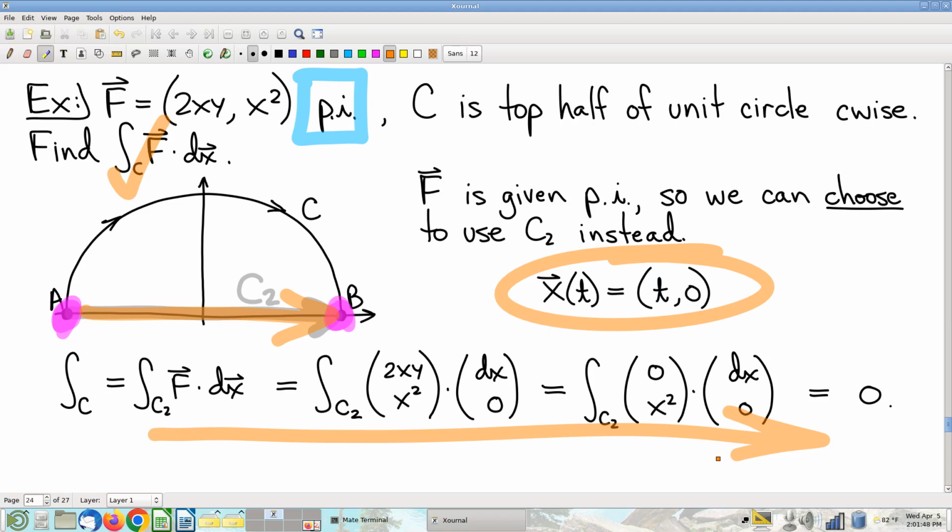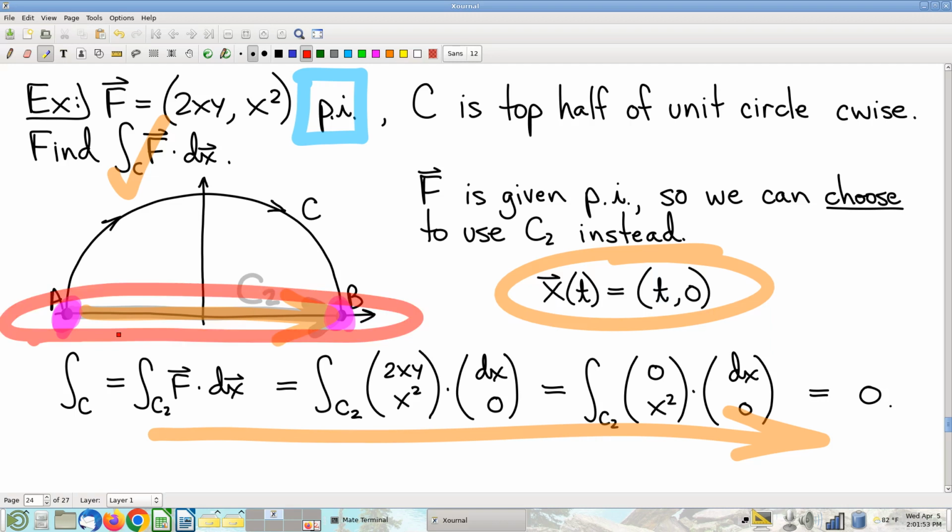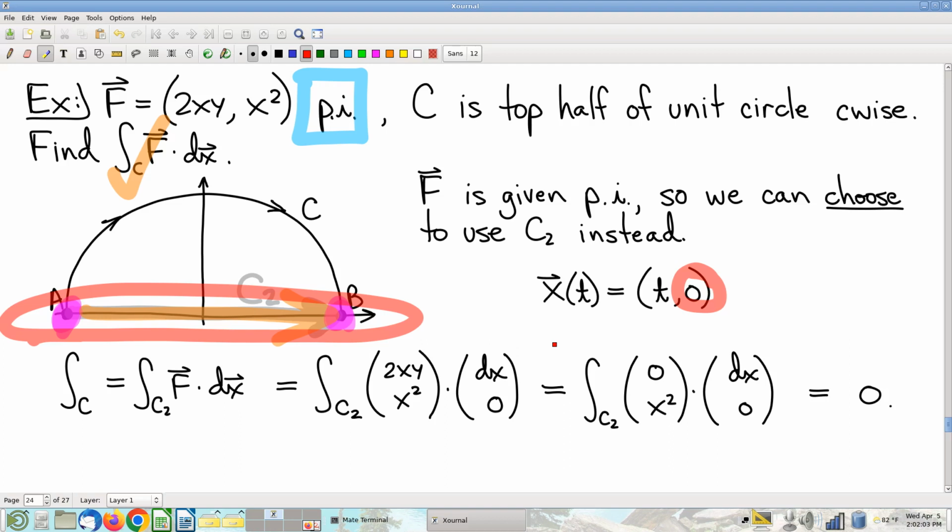Okay, there's another advantage here. Notice that my new curve lies entirely on the x-axis, which means that y is exclusively 0. And there's something really nice about y being exclusively 0. If y is exclusively 0, dy is 0, the dy scalar coordinate differential. But also, if y is equal to 0, then this little y right here is 0, which means that the top coordinate of the vector field is 0.